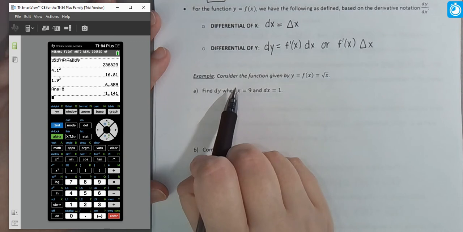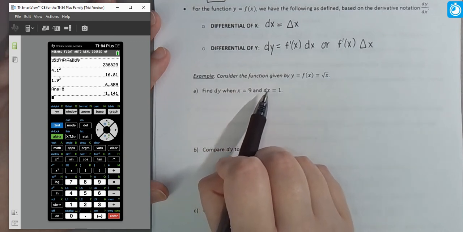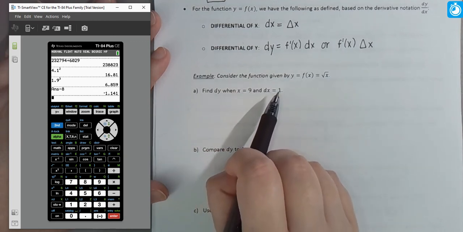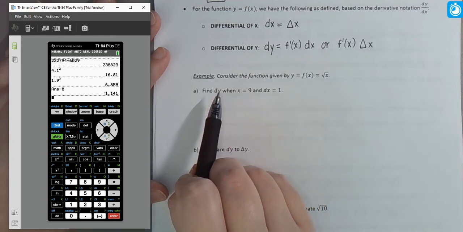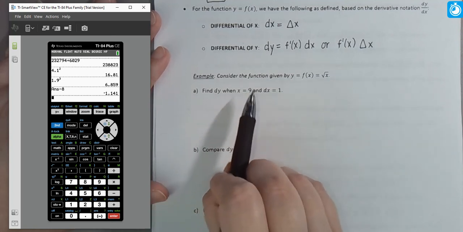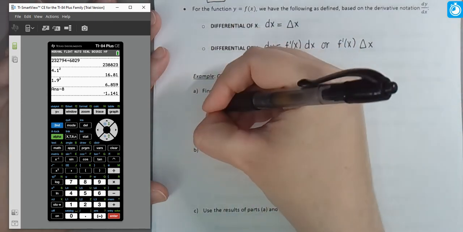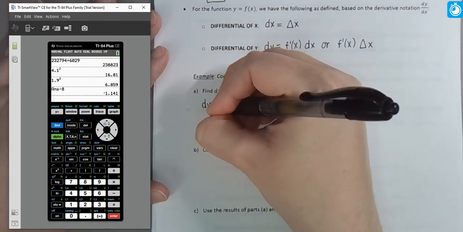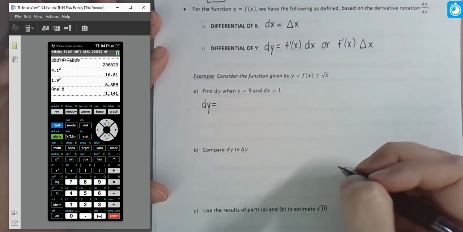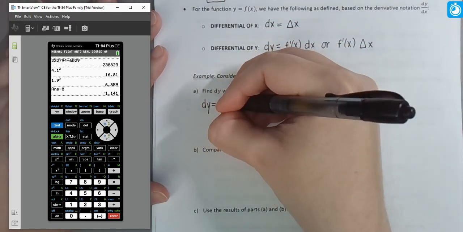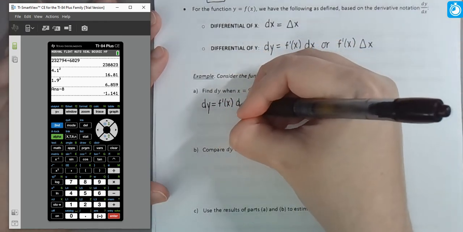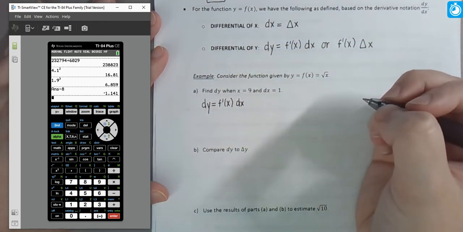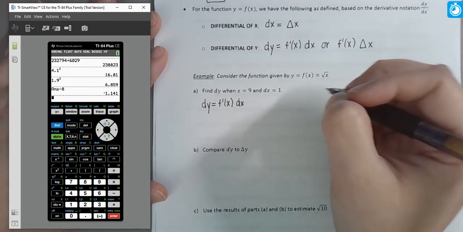It means our original x value is 9. The change in x is going to be 1. So that tells us how far we're going to get from 9 to our next value. And we want to know what's the differential of y, what's the change in y when we see this x value and its amount of change. So dy is defined as f prime of x times dx.